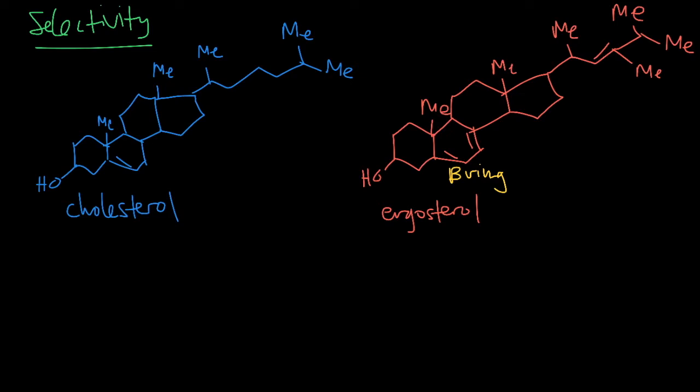So the double bond is important. Let me circle that for you guys. So this double bond in green is important. There's also an extra double bond here and an extra methyl group here. But most importantly, you have an extra double bond in the B ring, which allows antifungal drugs to selectively target ergosterol, aka fungi in general.